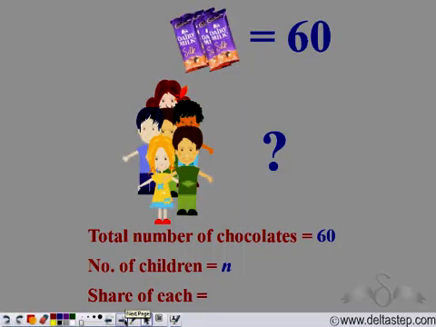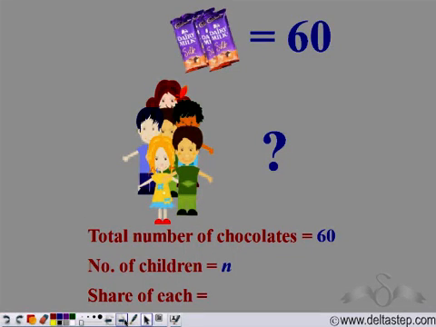Now suppose it's your birthday. Your dad gives you 60 chocolates to distribute in your entire class. But you are not sure how many students will be coming to the class. So the number of students coming to the class is unknown to you. The number of chocolates you have is 60. The number of children who come to the class is denoted by a variable n because it is unknown to you.